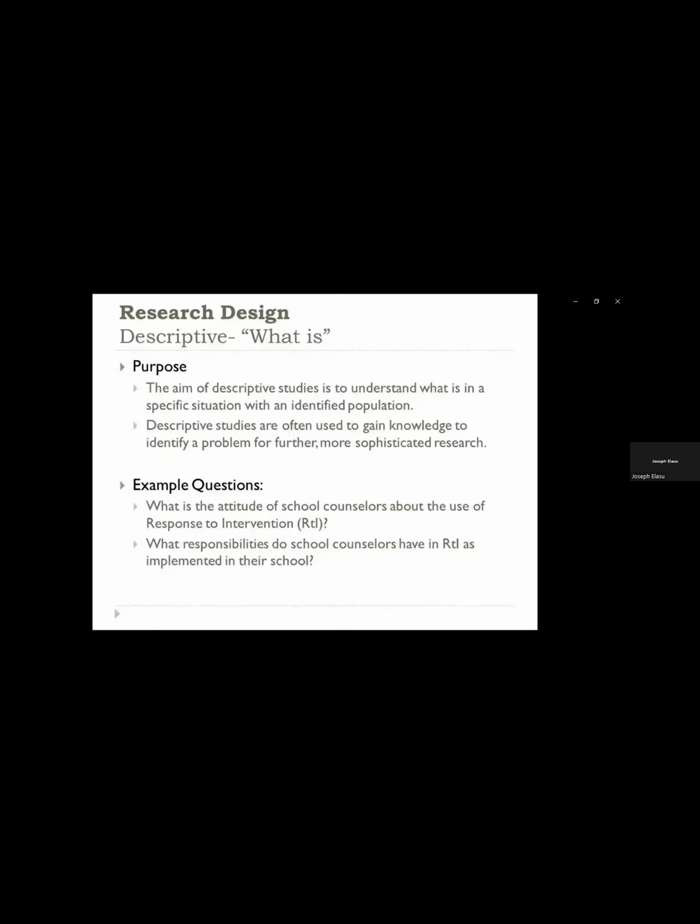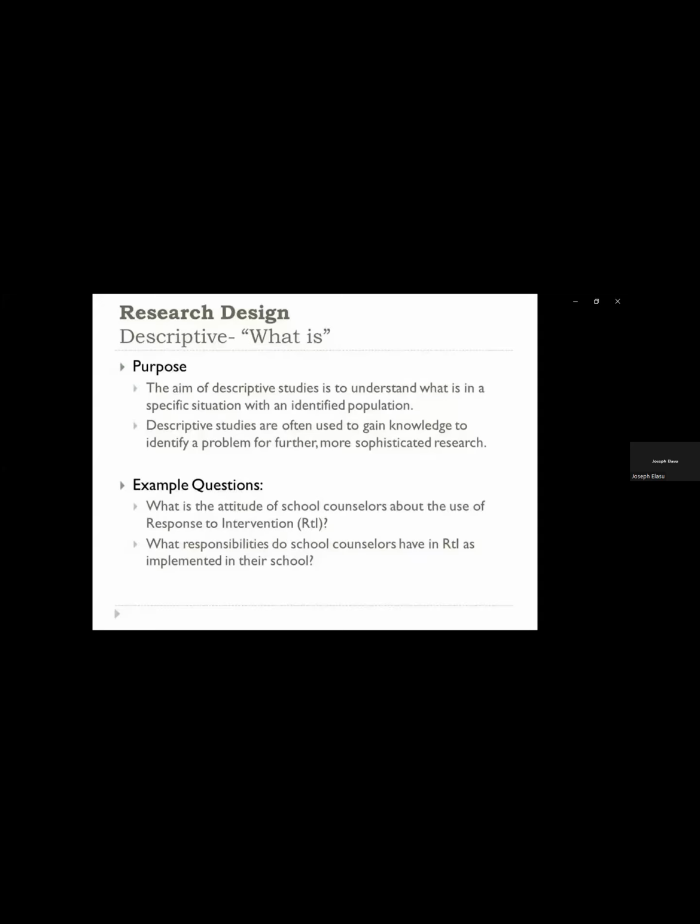If I was a researcher and I wanted to do a descriptive study, let's say response to intervention is fairly new. It's a new type of intervention in the school systems, and I simply want to know what is the attitude of school counselors about the use of response to intervention. I would do a descriptive study.